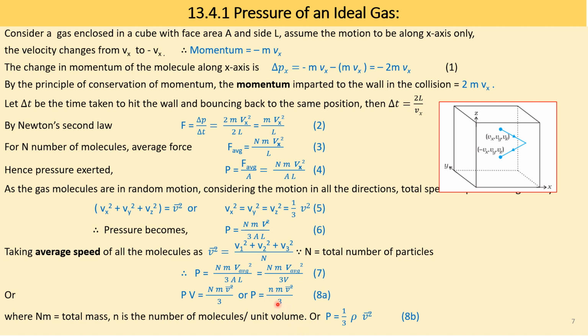We can also write it as 1/3 of rho into V square, where rho is the density, that is total mass over volume. P is equal to 1/3 rho into V square. Let it be 8B.